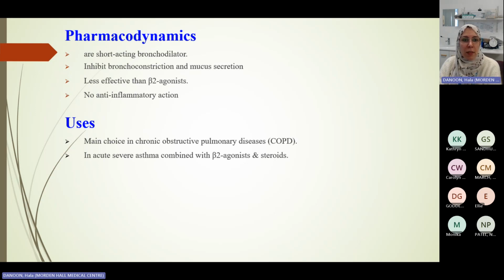Now, pharmacodynamics, they are short-acting bronchodilators. They don't last for long. They inhibit bronchoconstriction and mucus secretion. The reduction of the mucus secretion is very important, because we will see why these inhalers are used in COPD. They are less effective than beta agonists, and they have no anti-inflammatory action. They are mainly used in COPD, and they can be used in acute severe asthma in combination with a beta agonist and a steroid. Not much use, to be honest, but some patients will have triple therapy.